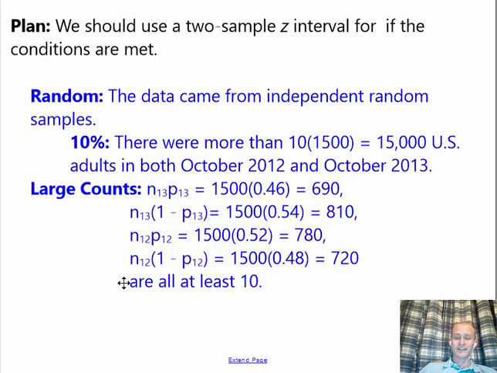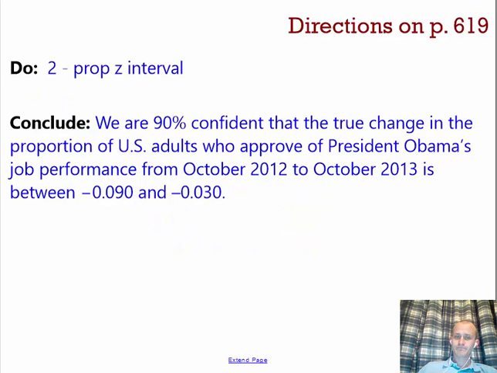So you can either list that all those are greater than 10, or you could write a greater than symbol, and then write 10 next to that. So we've checked all our conditions are met, so now we can move on to the next part. Do.